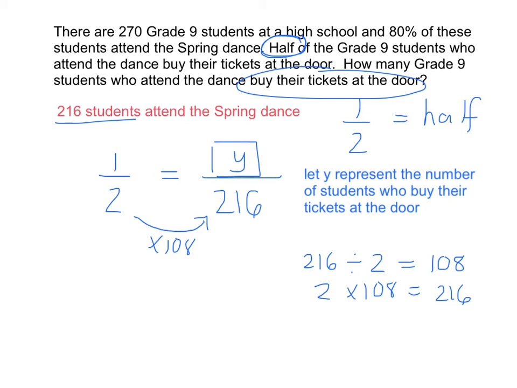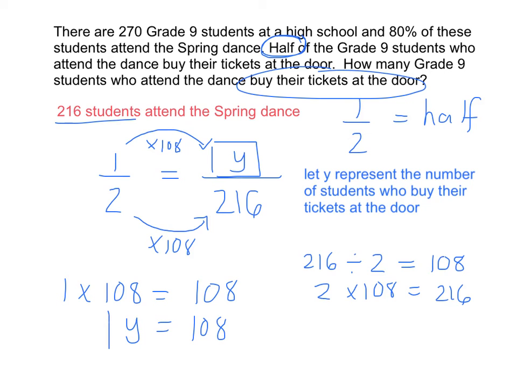Now that we've calculated the scale factor, I know that I have to multiply my numerator by the scale factor as well. Remember, whatever you do to the denominator, you must do to the numerator. 1 times 108 gives us 108. That means that y is equal to 108. Do you remember what y stood for? y represents the number of students who buy their tickets at the door. Are we done the question? Yes, the question asks us to find out how many students bought their tickets at the door.